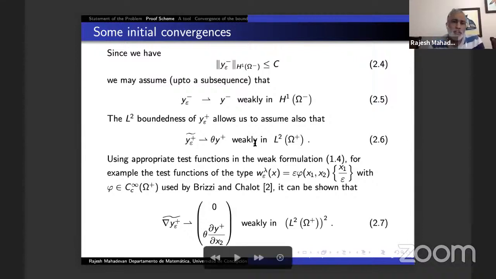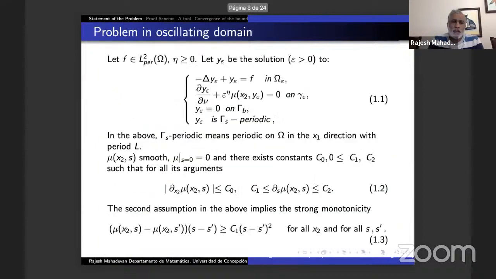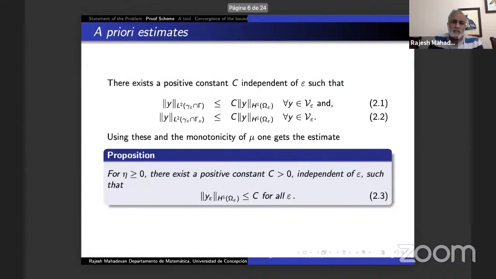So what's the issue? As you will see here, you have gradient terms in this, and to pass to the limit, you still need to manage to say something about the convergence of the gradients of y epsilon in the upper part, which we haven't said anything about so far.